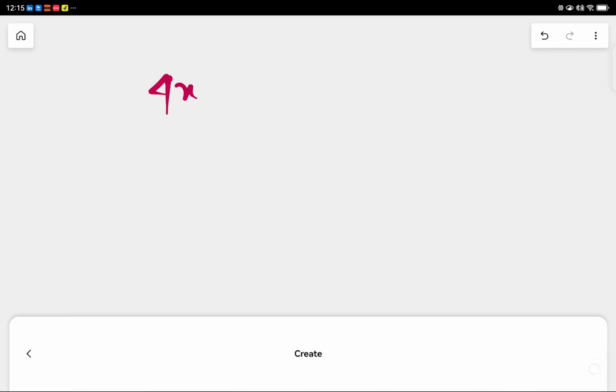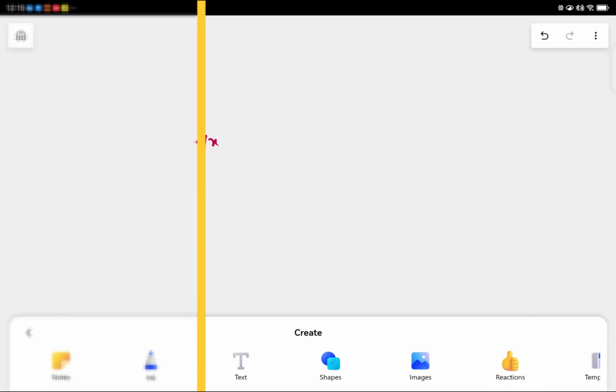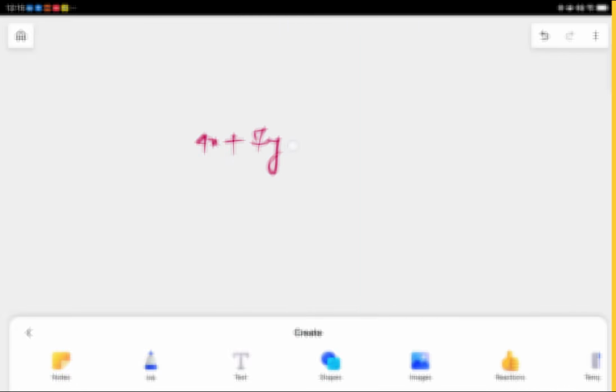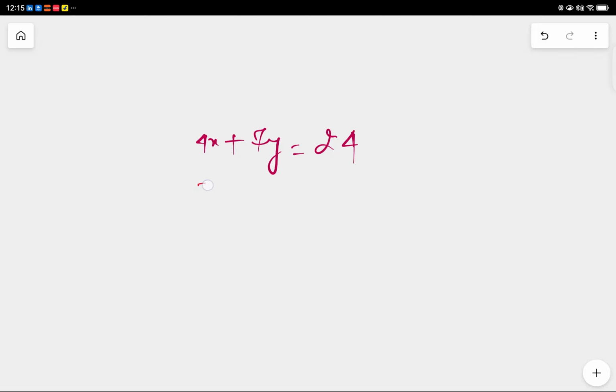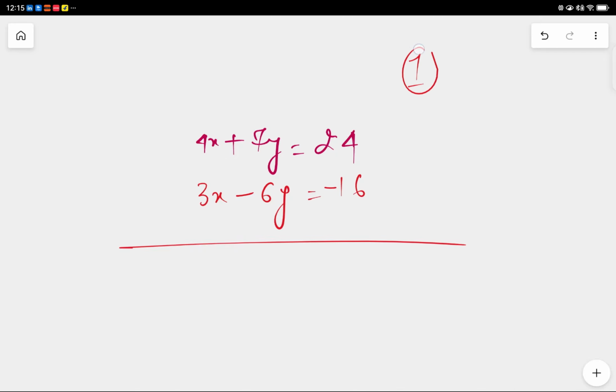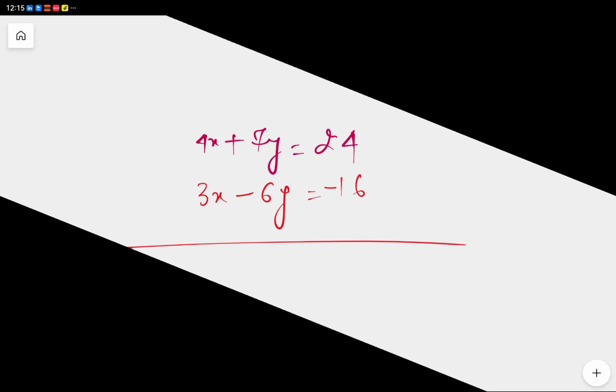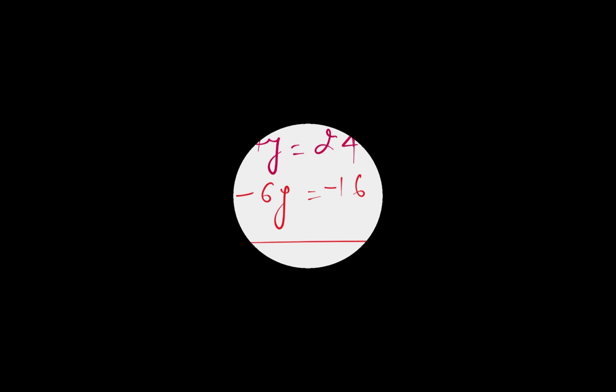4x plus 7y makes 24, and 3x minus 6y equal to 16. Let us solve this by the method of elimination. So what does the method of elimination say? You have to eliminate any one of the variables. In this case, we will be eliminating x.